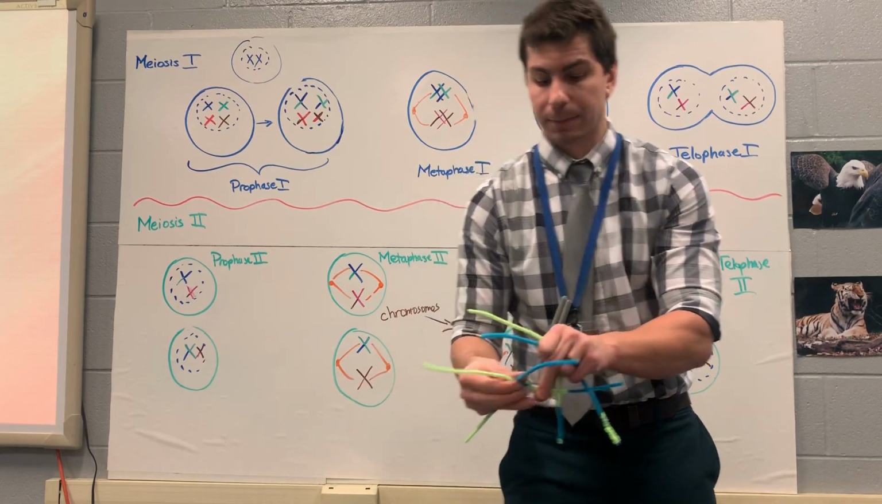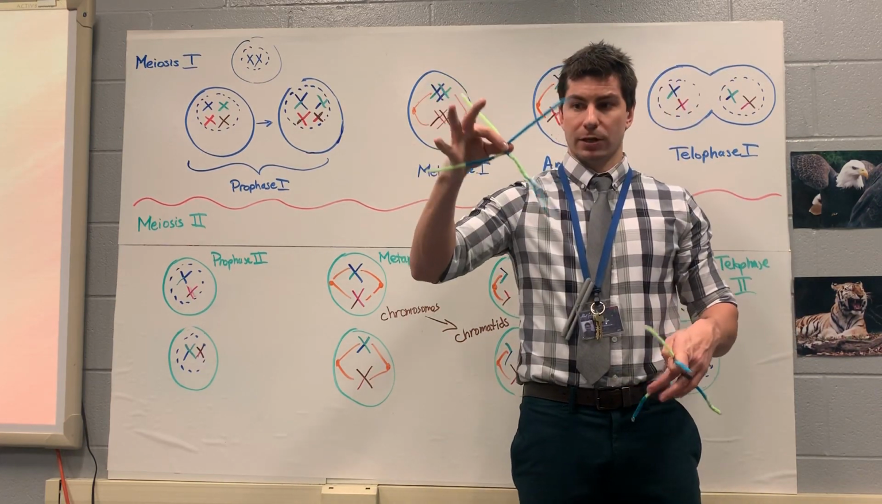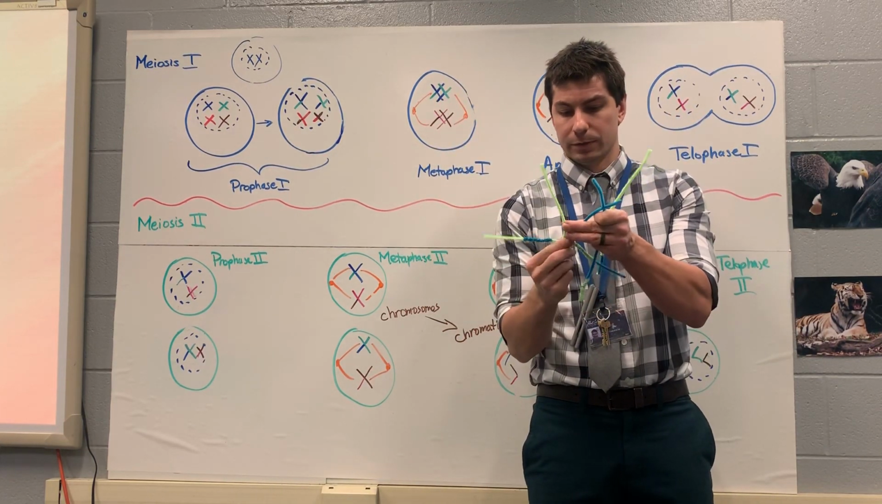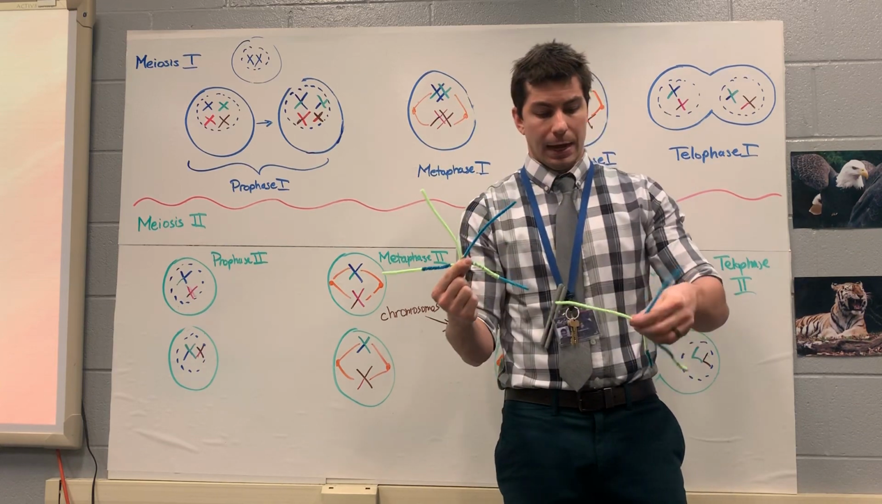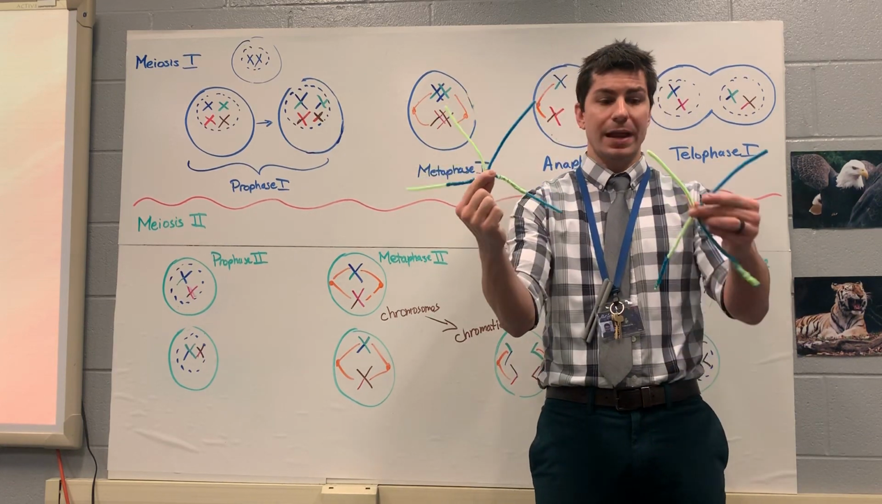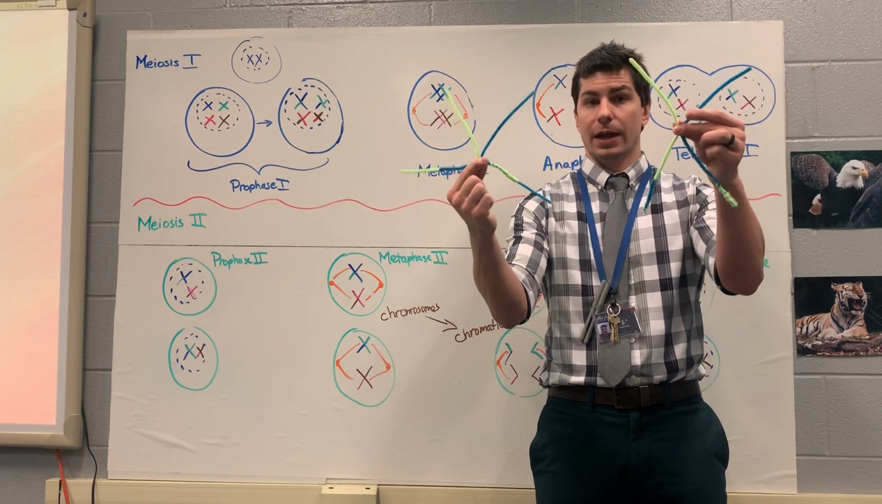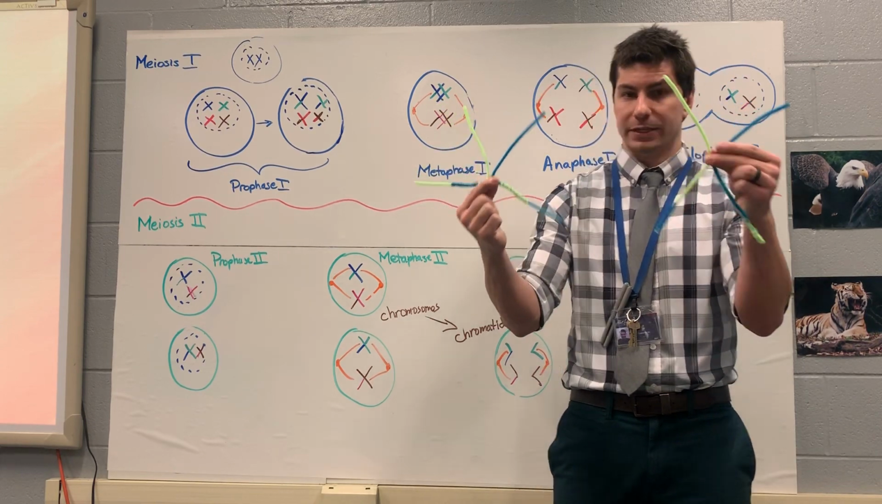And on the other one, again, we replicated it. We're also going to have crossing over. Sorry that my hands are in the way, guys. That's a little better. We're also going to have crossing over, but maybe it happens at a different location. So now we have 4 completely different chromatids.